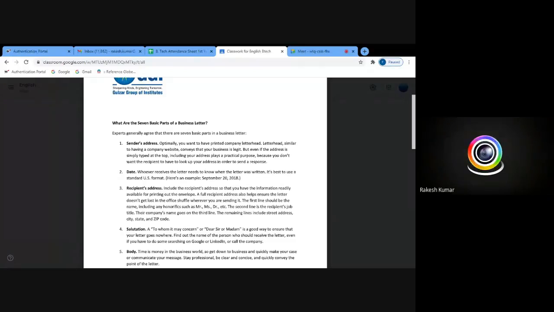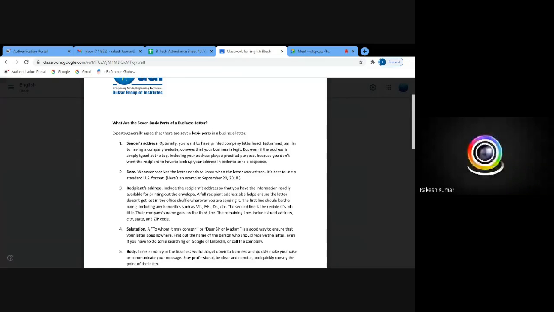They're saying there are seven basic parts of a business letter. There are many, like some are stating that there are 15 parts, some are saying there are 14 parts, but let's discuss the main important parts which we use into the formal business letter. The very first part that is called as sender's address.